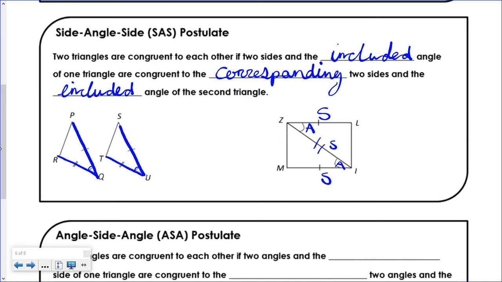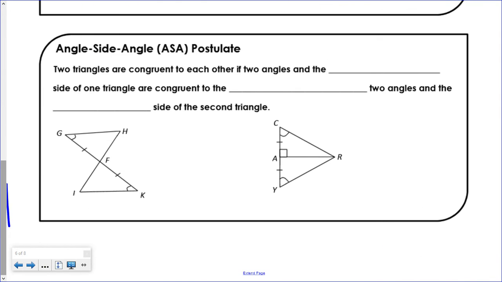Side sandwich. We're going to do the exact same thing, but we're going to switch it to an angle sandwich. So you have two angles and then the side in between them. So it's kind of like this one, but we're switching the dynamic. So this one is going to say two triangles are congruent to each other if two angles and the included side. So we're just changing the pieces of the triangle that we're looking at. So two angles and then the included side of one triangle are congruent to the corresponding two angles and the included side of the second triangle.